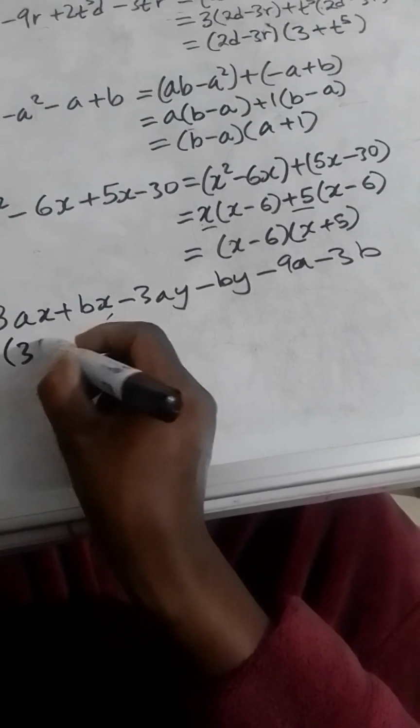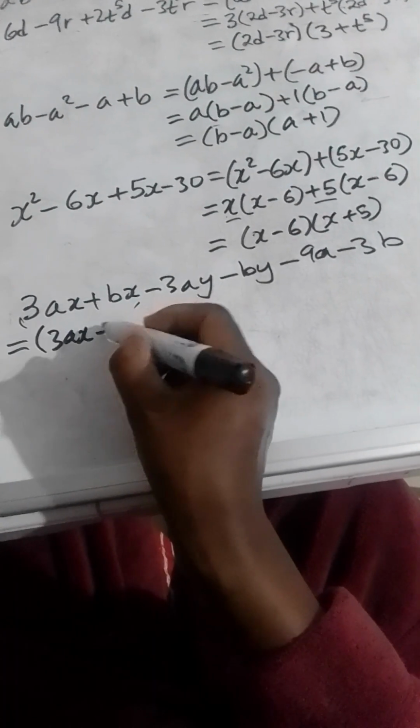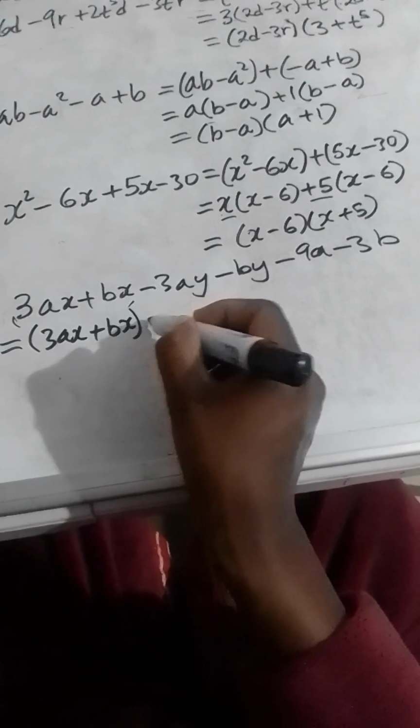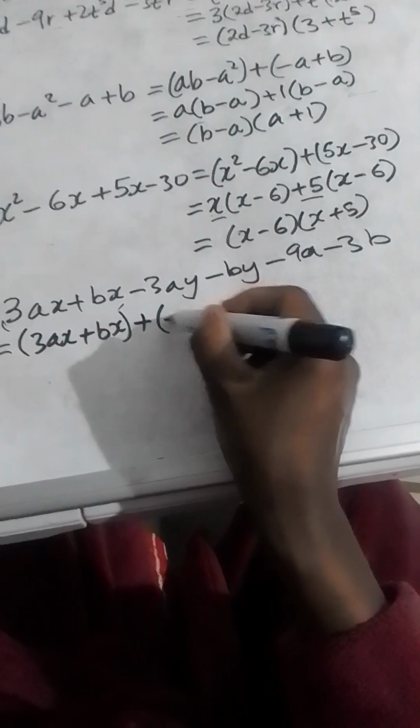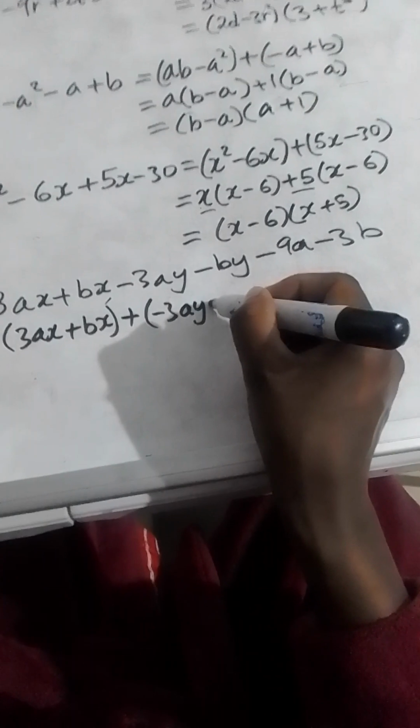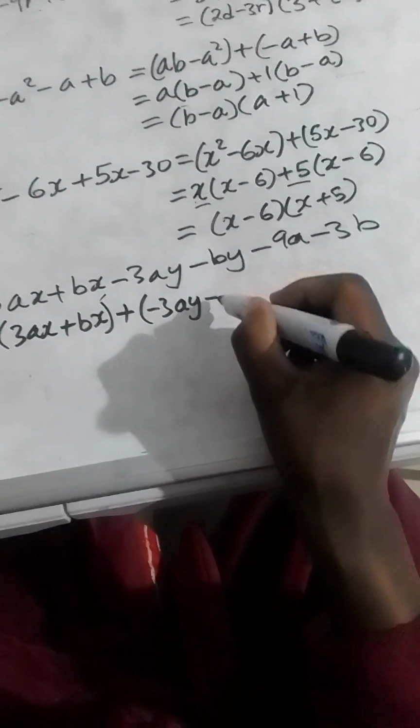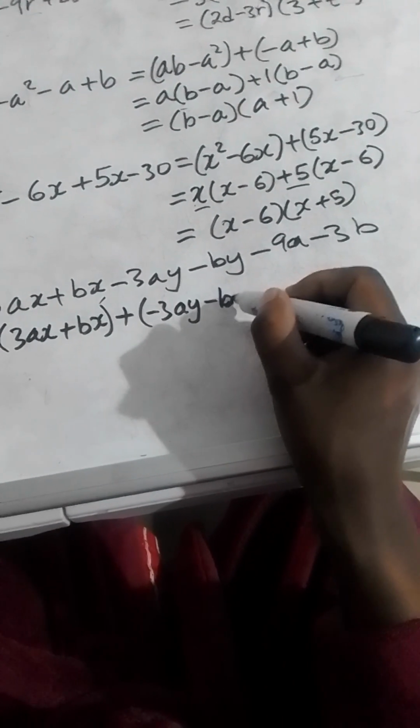So we're going to have what? 3ax, that's our first step, plus bx plus negative 3ay. You see I'm putting the same signs that were there in the bracket as well.